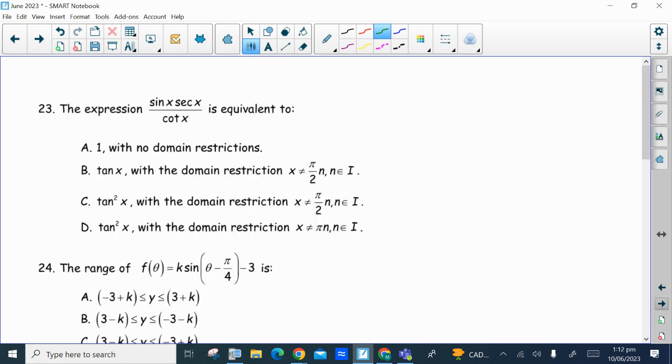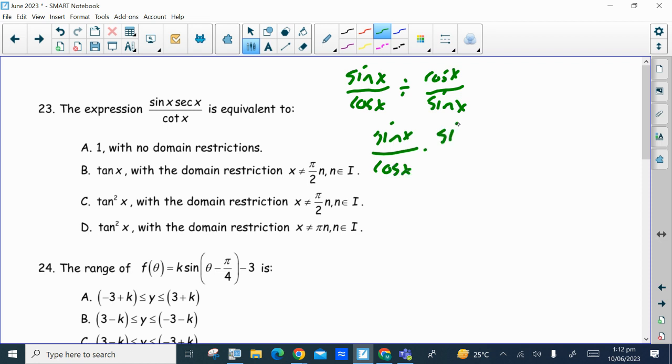Number 23. What is that expression equivalent to? Well, it's sine times secant, and secant is 1 over cos, and that is divided by cotan, which is cos over sine. We divide fractions by multiplying by the reciprocal, which gives us sine squared x over cos squared x, and that is tan squared x. So that eliminates A and B.